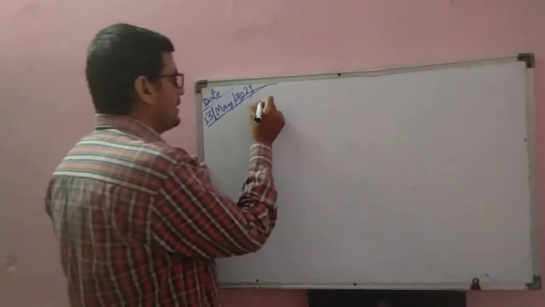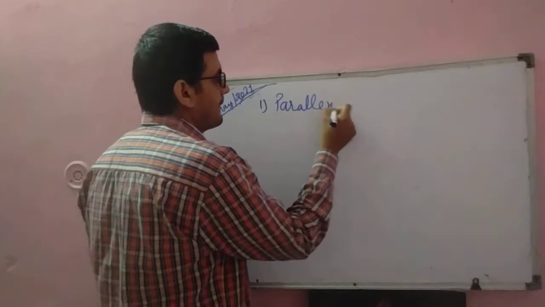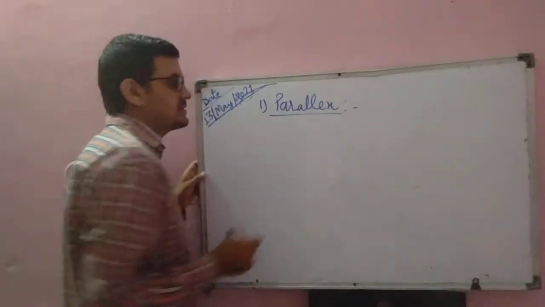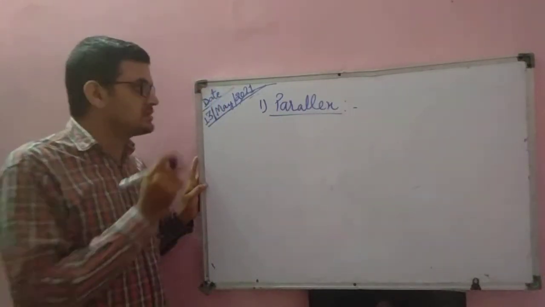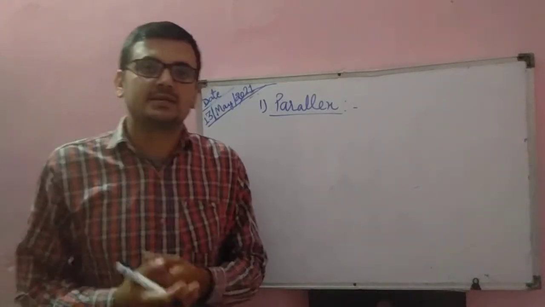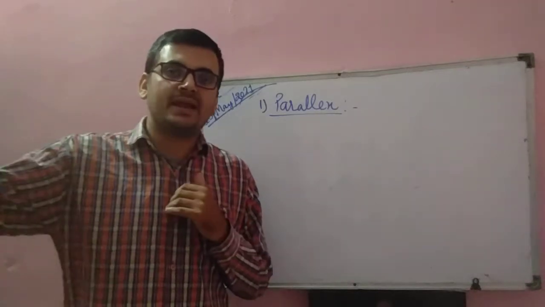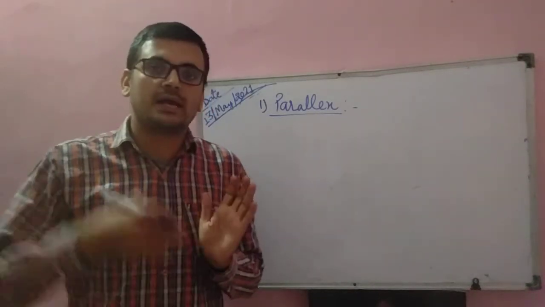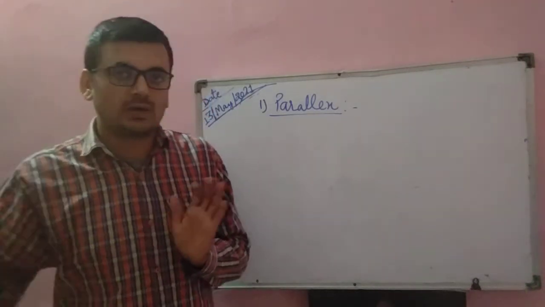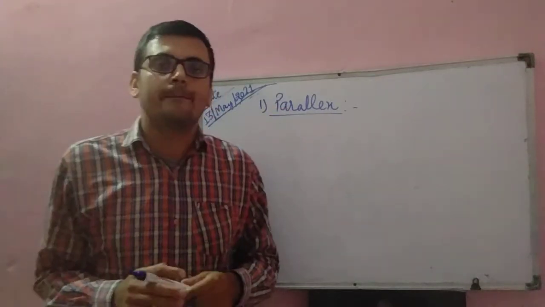It is called parallax. But student, this is a very common method which is used to measure the distance between Earth and planets, or Earth and stars. Okay, so first of all we have to understand what the meaning of parallax is.